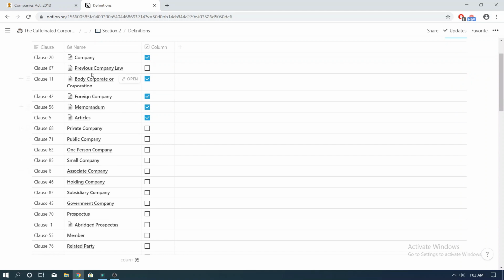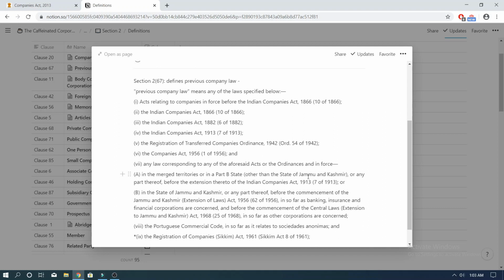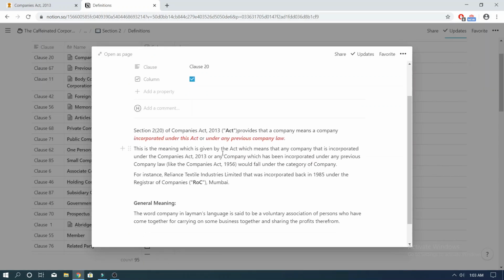So this has been defined under Clause 67, which says, previous company law means any of the laws specified below: acts relating to companies in force before the Indian Companies Act 1866, the Indian Companies Act 1866, the Indian Companies Act 1882, the Indian Companies Act 1913, the Registration of Transferred Companies Ordinance 1942, the Companies Act 1956, and any law corresponding to any of the aforesaid acts or the ordinance in force. So what we essentially need to see is that any company which is incorporated under any of these acts, which are defined as previous company laws, which were in existence earlier, would come under the category of a company as per the definition of Companies Act 2013.